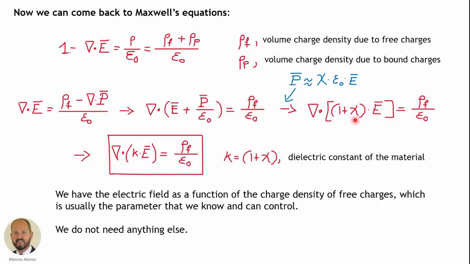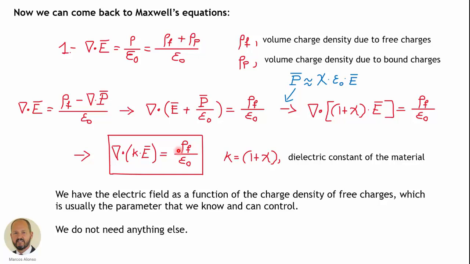Usually this factor here, 1 plus chi, is known as the dielectric constant of the material, K, and then this is the final expression for the first Maxwell's equation. The idea here is that we have the electric field as a function of only the charge density of free charges, which is usually the parameter that we know and that we can control.